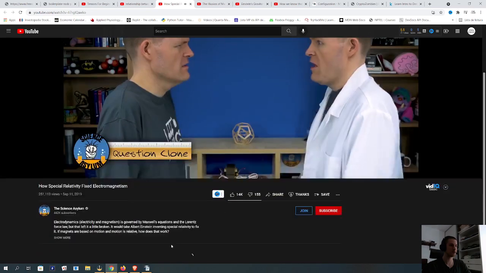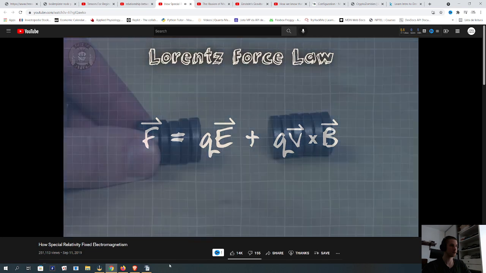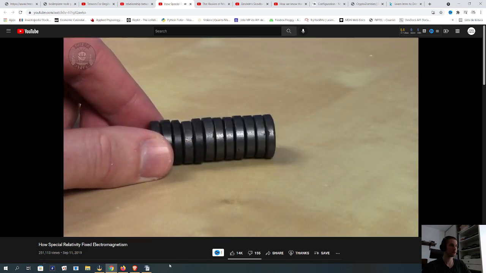Wait, what fifth law? The Lorentz force law. It tells us what those fields do. They exert forces. See, things like magnets and charges can exert forces on each other over a distance. That kind of seems like magic, which is a problem.